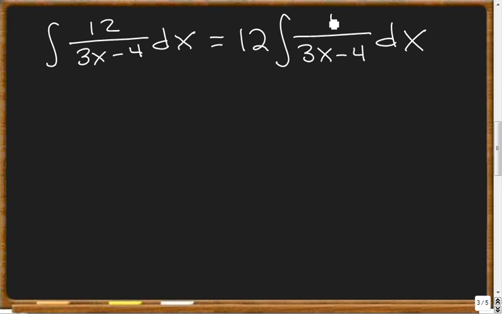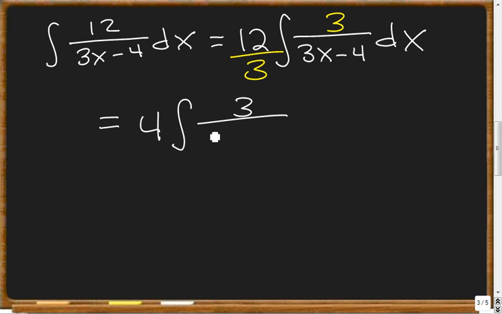We are going to replace the 1 with the 3. Now that is 3 times what we just had. So in order to account for that, we are going to divide on the outside by that 3. So overall, we end up with 12 over 3, which is 4, times the integral of 3 over 3x minus 4 dx. So now we can actually go forward and find our integral.